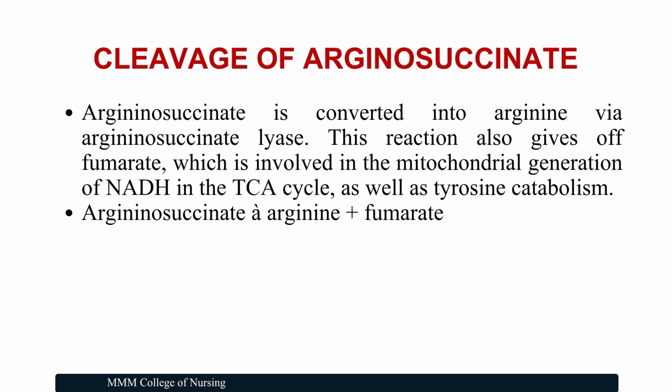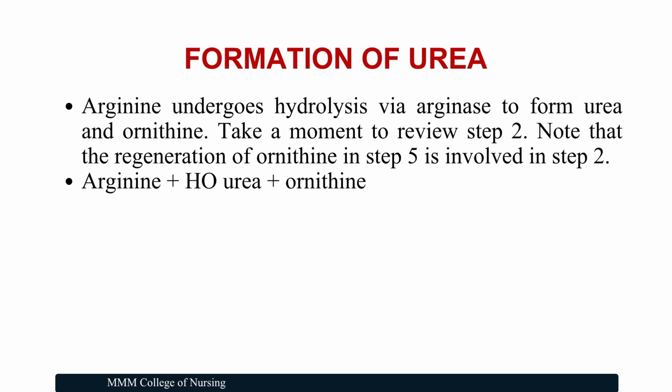Next, step 5, which is formation of urea. It also occurs in the cytosol. This is the final step and the most satisfying one. This is where urea is actually produced. Arginine undergoes hydrolysis, which means addition of water, by the enzyme called arginase to produce urea. Urea is released into the blood and transported to the kidney for excretion. The second product is ornithine, which is regenerated and transported back into the mitochondria to begin the cycle again.